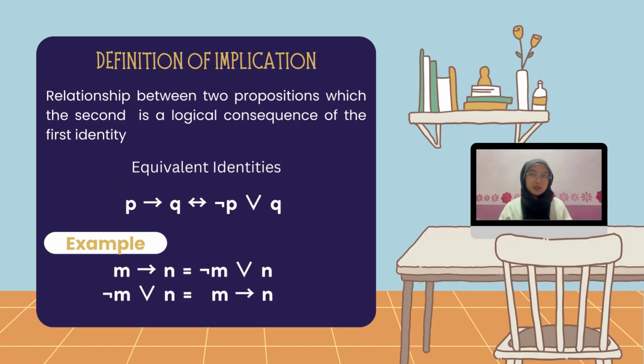And now I'll be talking about the definition of implication. It is the relationship between two propositions in which the second is a logical consequence of the first. So for the equivalent identities, P implies Q is equivalent to not P or Q. For example, M implies N equals not M or N. Not M or N is equal to M implies N.